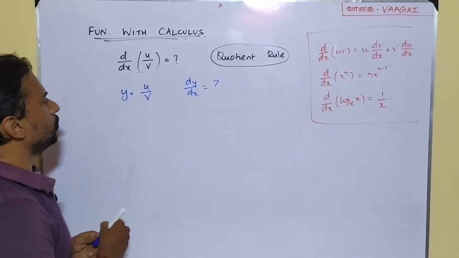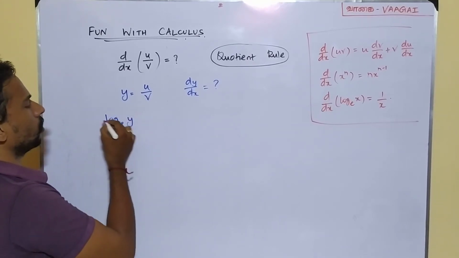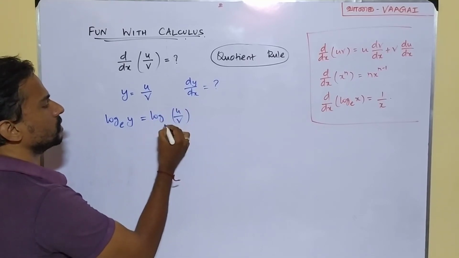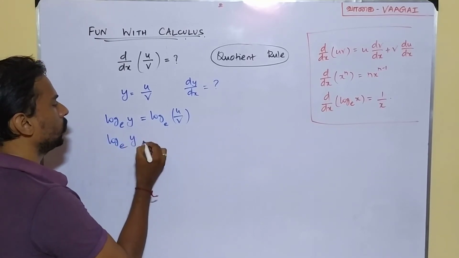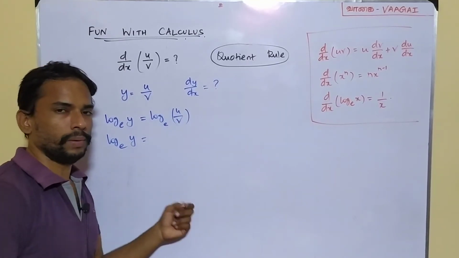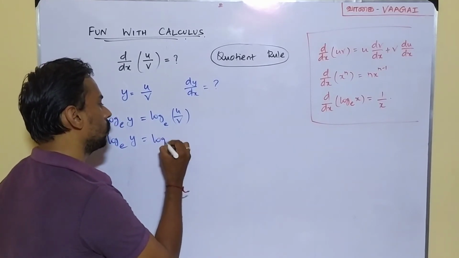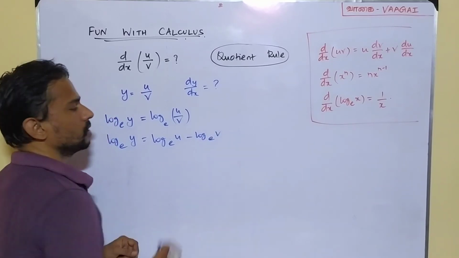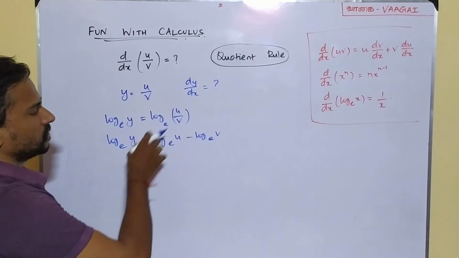So if I try to do it, I'll be having log of y to the base e, which will be equal to log of u by v to the base e, right? So now when you try to continue, we know the log rule, so log of x by y will be nothing but, I can just separately write it as a difference, right? So log of u to the base e minus log of v to the base e, I can do that, right? So yes, this is what the log rule says. And so we have just separated.